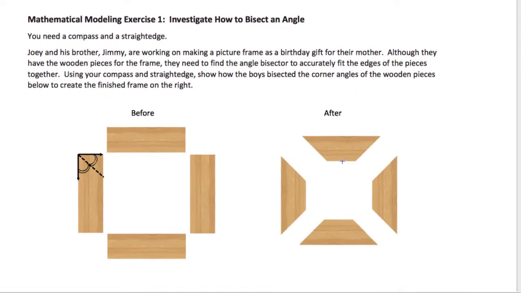Mathematical modeling exercise number 1. Bisect an angle. I need a quiet raised hand with a beautiful voice. By the way, all of you have beautiful voices. Beautiful voice to read just this paragraph. We need a compass and straight edge. We have that, so I need to start reading with Joey and his brother.